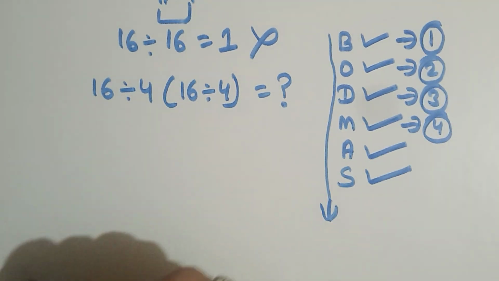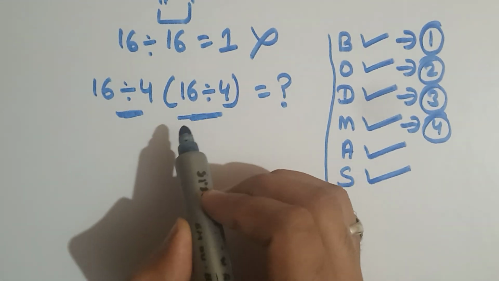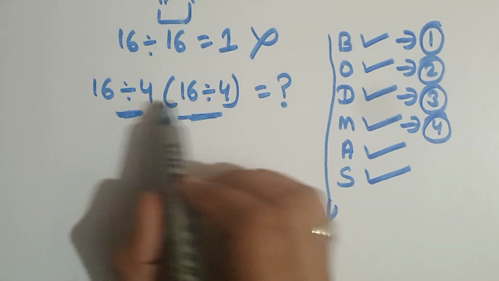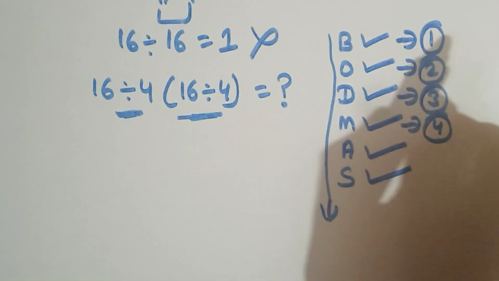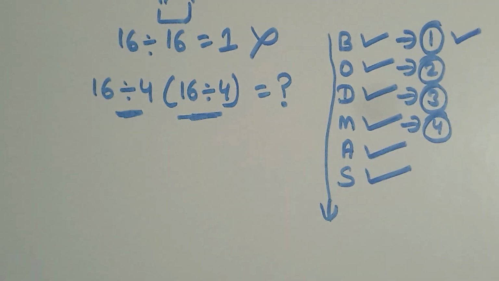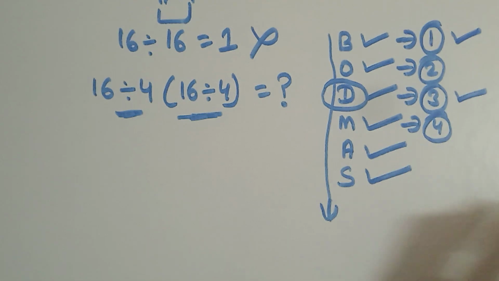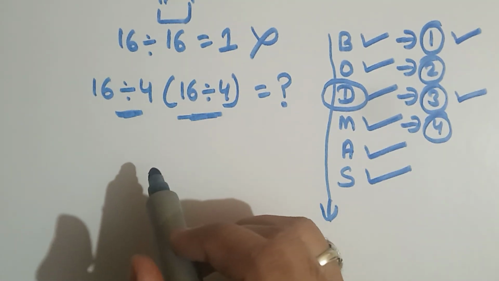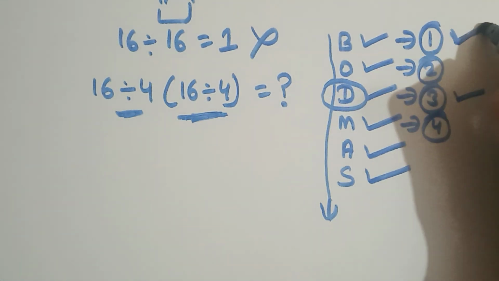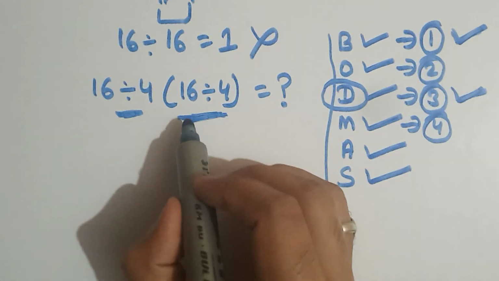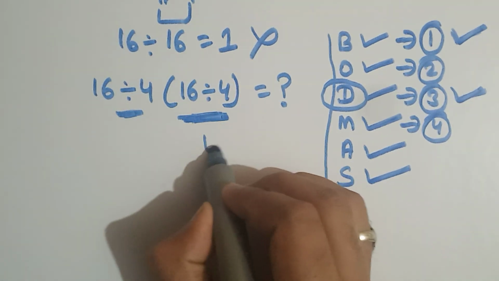If you see this question, we can see a division sign is given and a bracket sign is given. So what should you calculate first, this part or this part? In this rule, B means bracket, which gets first priority, and D means division, which gets third priority. So we should calculate the bracket part first, because the bracket part gets higher priority than the division sign. So 16 divided by 4 is 4. Simply write here 4.